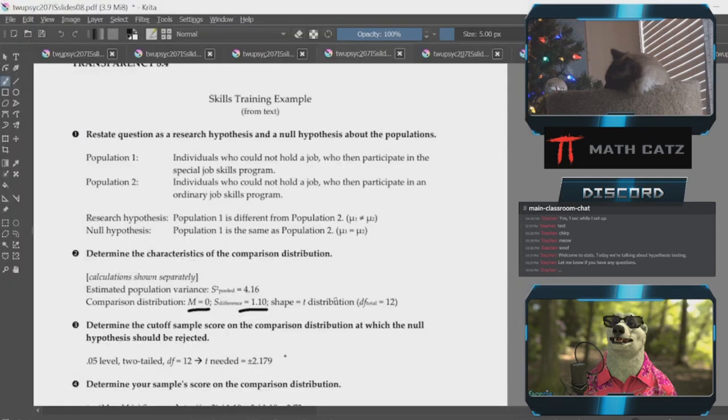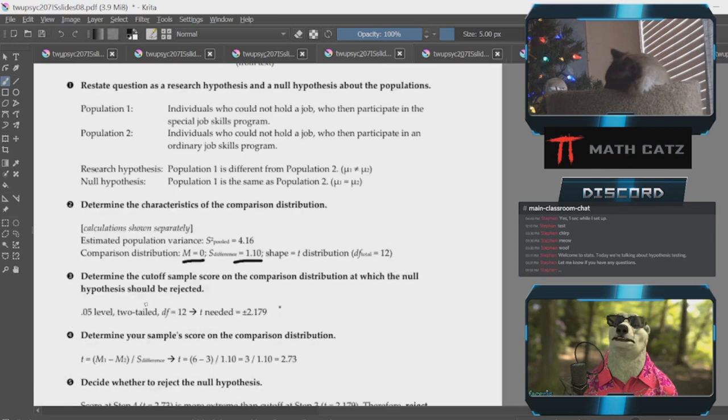I think I'm just moving too much for the laptop. Slowly it's getting there. So then we calculate, that's the t cutoff line on both sides. We then calculate what is our observed t-score for the differences between the means, between our sample means, one was 6, one was 3, and our standard deviation of the difference between means distribution. And we get 2.73. It's not much more, but it is more.